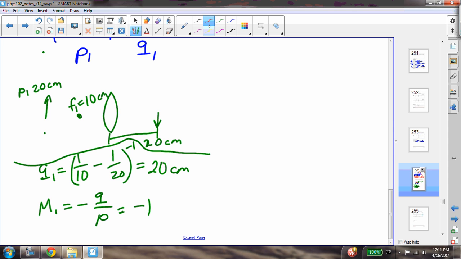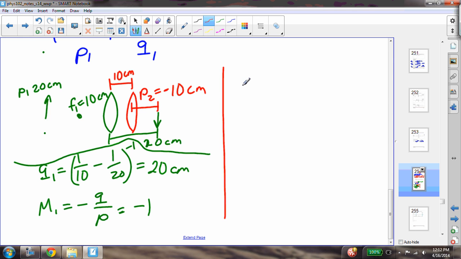Now let's imagine that there's a second lens. Let's say there's a lens here, and these two lenses are separated by 10 centimeters. All right. Now I want to know, where is the image? Now I have this distance, which is going to be P2. The distance from the lens to the image is going to be this 20 minus 10, or 10 centimeters. And it's negative because the object is on the opposite side of the lens. It's on the back side of the lens, as we say.